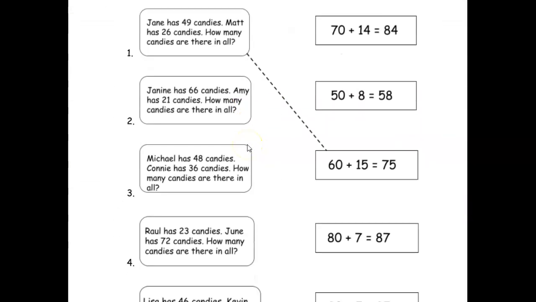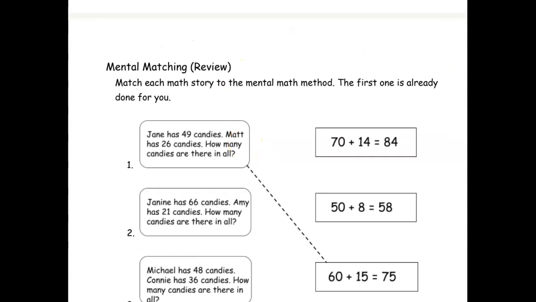Let's review mental math matching. If we look at this problem number 2, Janine has 66 candies, Amy has 21 candies. How many candies are there in all? Let's start with the tens place first. We know that a 6 in the tens place means 60, and a 2 in the tens place means 20.